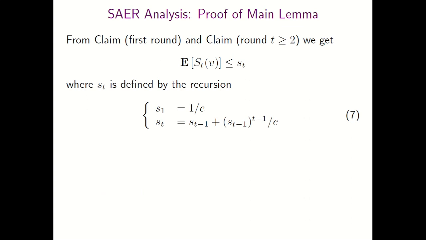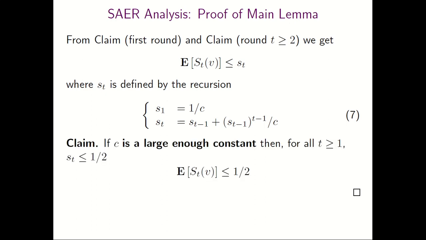So from these two claims, we get that the fraction of burned nodes at time t is always bounded by S_t, where S_t is a sequence defined recursively in 7. So S_1 is 1 over c, and S_t is S_{t-1} plus S_{t-1} to the power of t-1 over c. We prove that if c is a large enough constant, then for all times t, S_t is bounded by 1/2, and this proves that the expected value of S_t(v) is bounded by 1/2. So this proves that the lemma works in expectation.